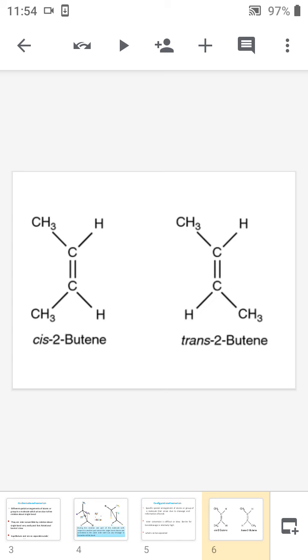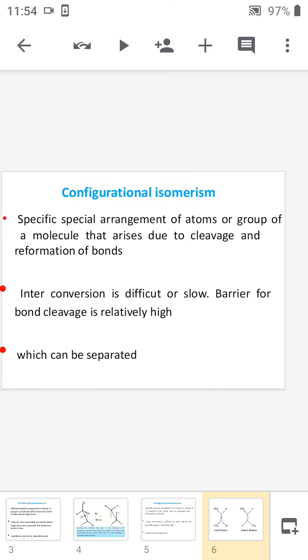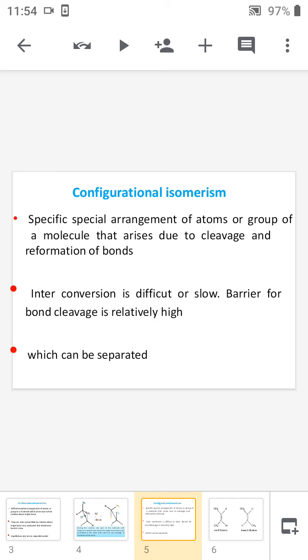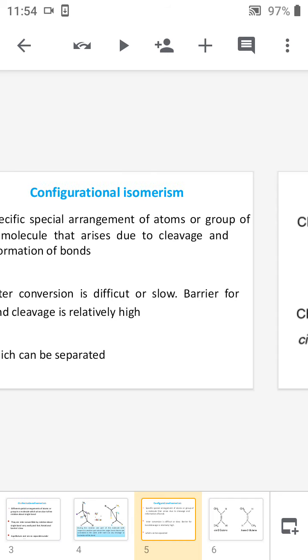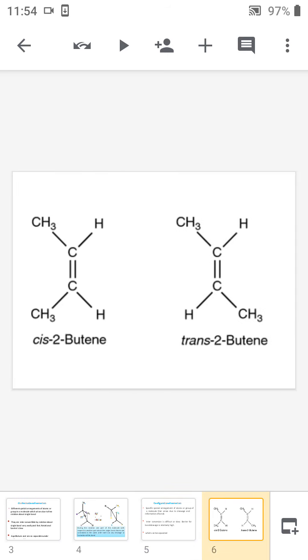The conversion between cis and trans is difficult, but even then it is possible by supplying energy. That's why it is written that the conversion between these two structures is very difficult or slow, and the energy barrier between these two structures is very high. So we can easily separate these two structures. And this is the difference between conformers and configuration.